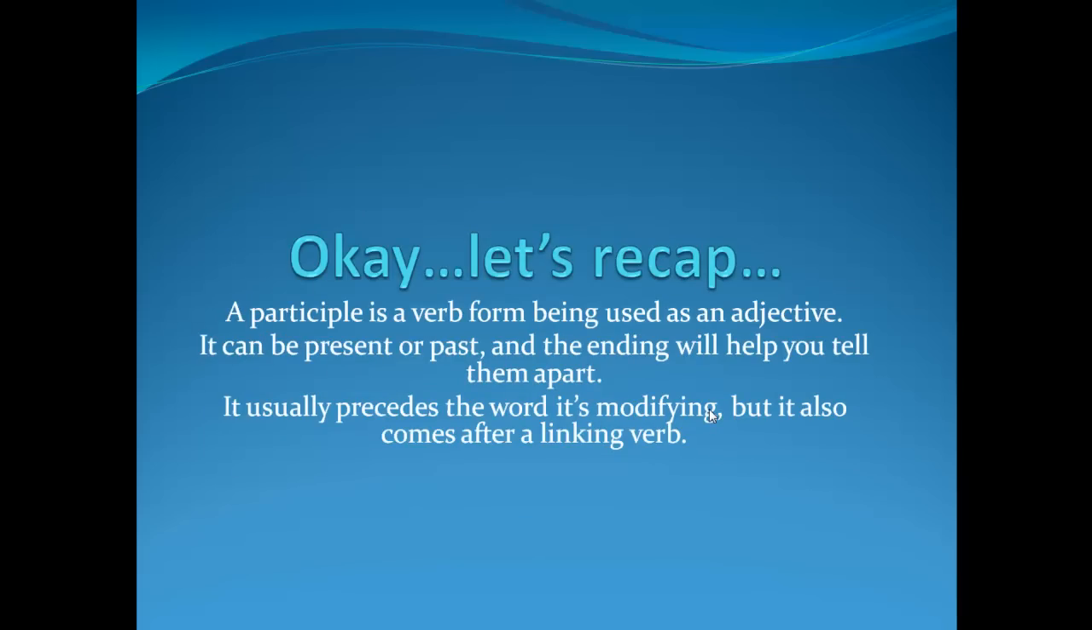Okay, for a quick recap, a participle is a verb form that's being used as an adjective. It can be present or past. The ending is what is going to help you tell them apart. It usually precedes or comes before the word it's modifying, but it could also come after a linking verb.